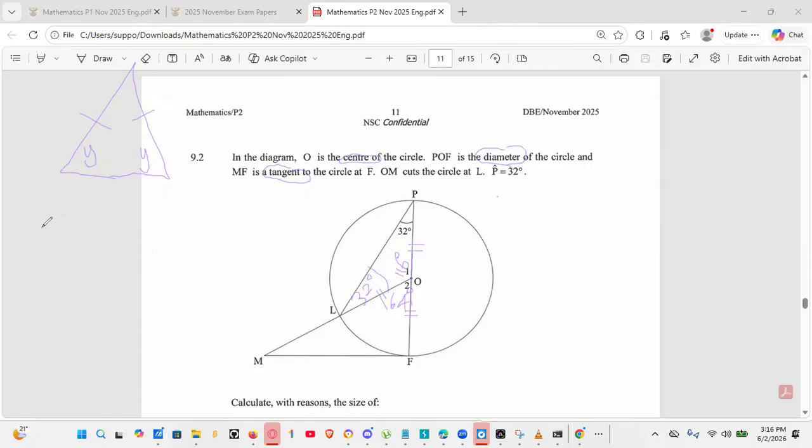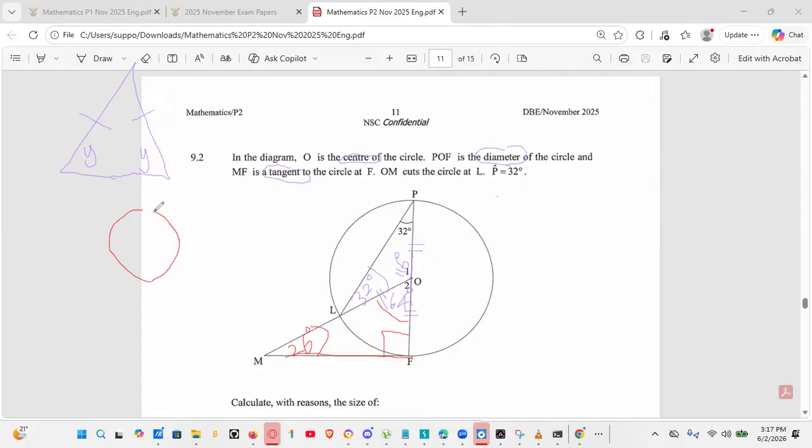We can move on to the other triangle OMF. We see here we have a tangent and a radius. So tangent and a radius always give us a 90. So that's 64. Then in triangle OMF, we have 64 plus 90 plus angle M gives us 180. So we can say 180 minus 64 minus 90. And then we have 26 degrees.